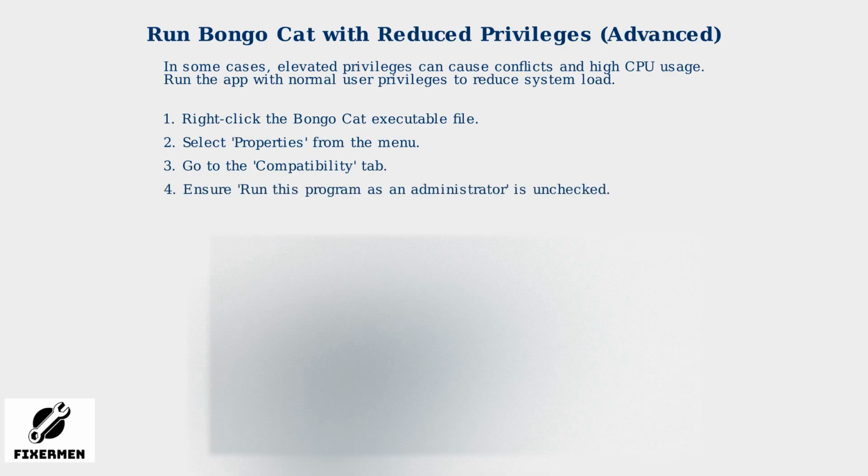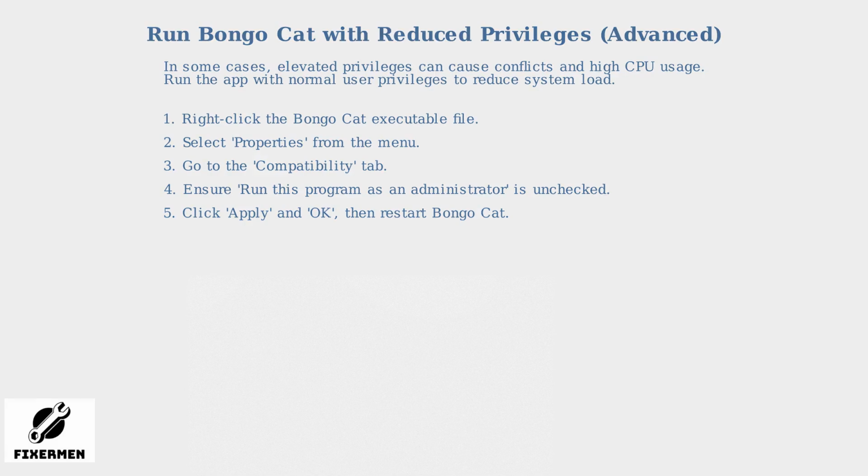Ensure that Run this program as an administrator is unchecked. Click Apply and OK to save the changes. Then restart the Bongo Cat application. This prevents unnecessary system-level access and can help reduce CPU load.